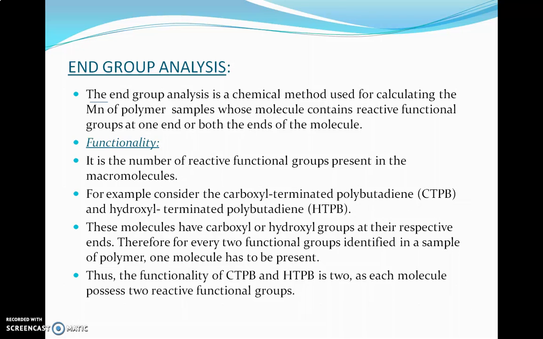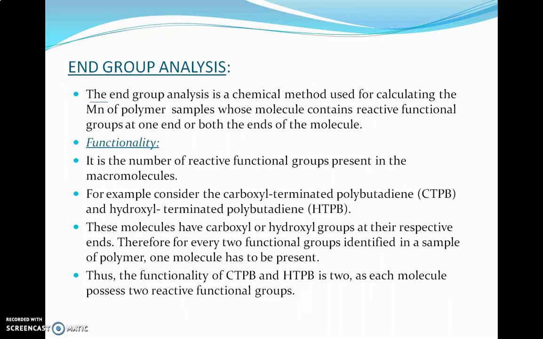Before going into detail about the end group analysis, let's look at some of the terms regarding the end group analysis. The first term that has to be discussed is the functionality. Functionality is the number of reactive functional groups present in the macromolecule. So the functionality means the number of reactive functional groups present in a given single polymer chain.